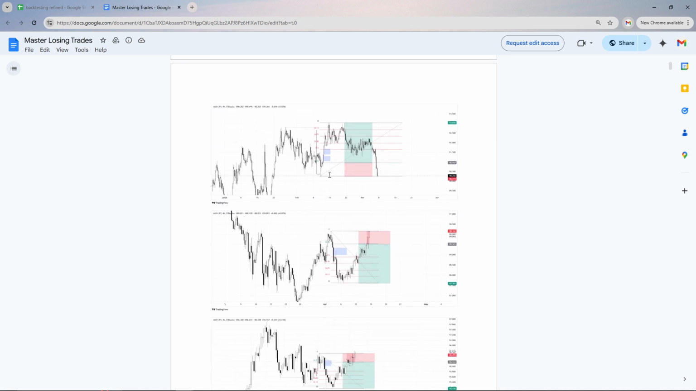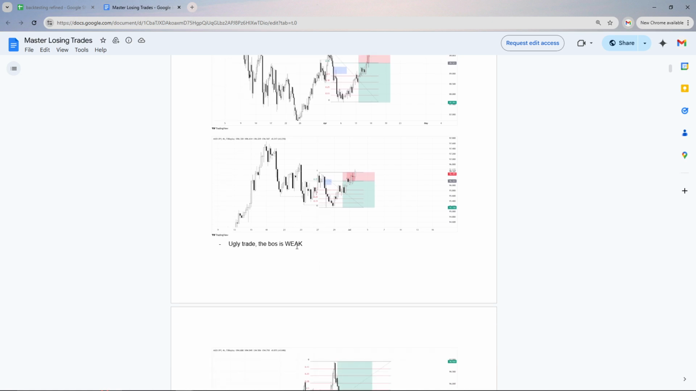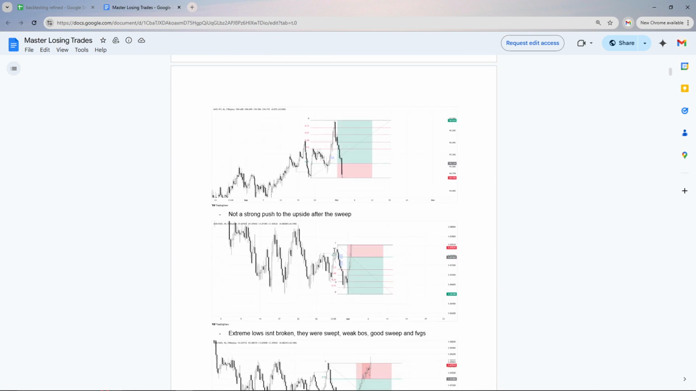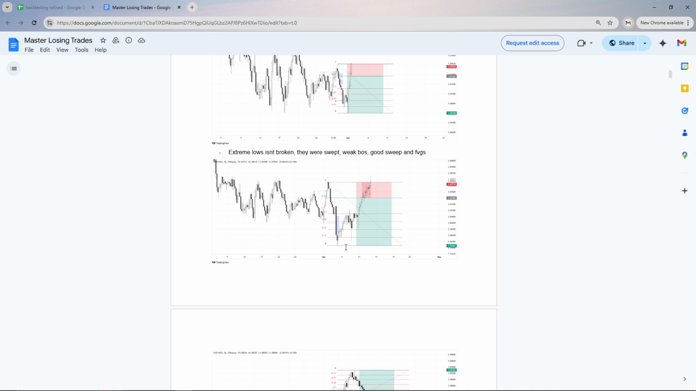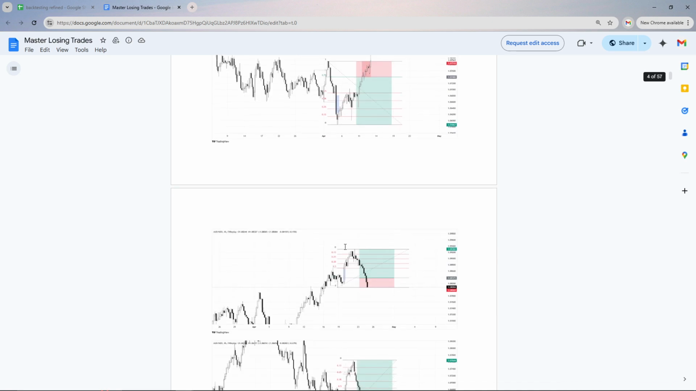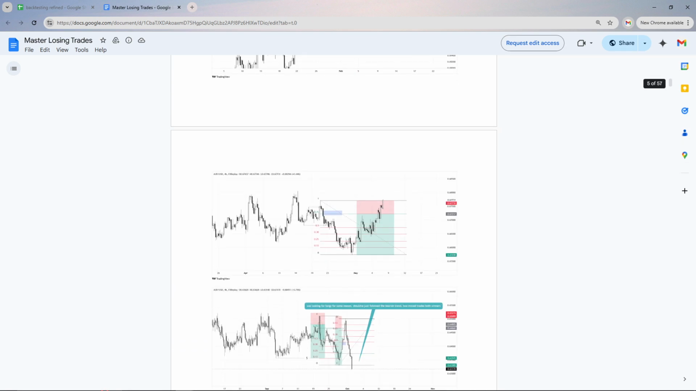I do like some of these. I don't see too much concern. I think this one here, I do agree, very weak break of structure. It didn't come much below the low. Otherwise, I think this is a solid trade as well. Just want to briefly go through, see if I notice anything concerning, which I honestly don't. A lot of these setups look pretty good to me.